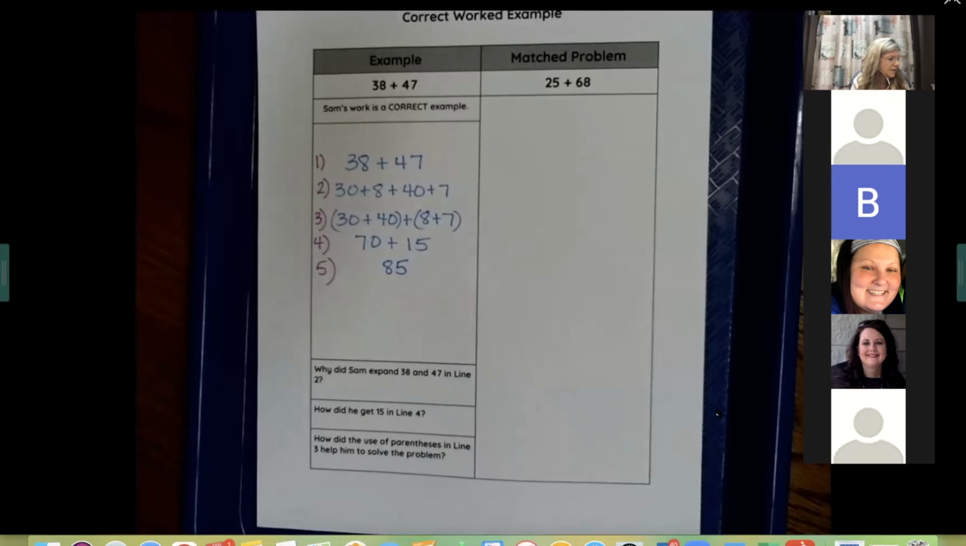The next question says, how did he get 15 in line 4? I just want to draw their attention back to line 3. How did he get that? Obviously you can see that he added 8 and 7 to get 15. And then, how did the use of parentheses in line 3 help him to solve the problem? How did those parentheses help him out?